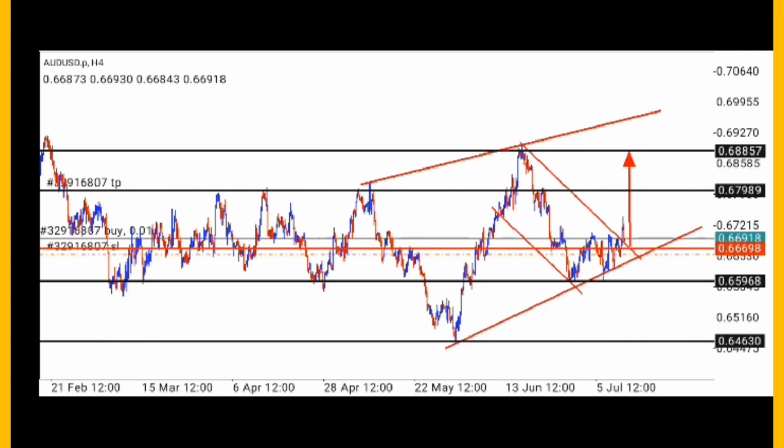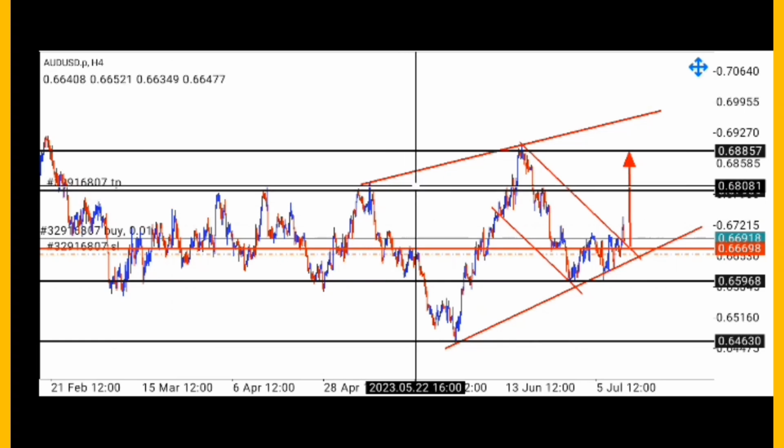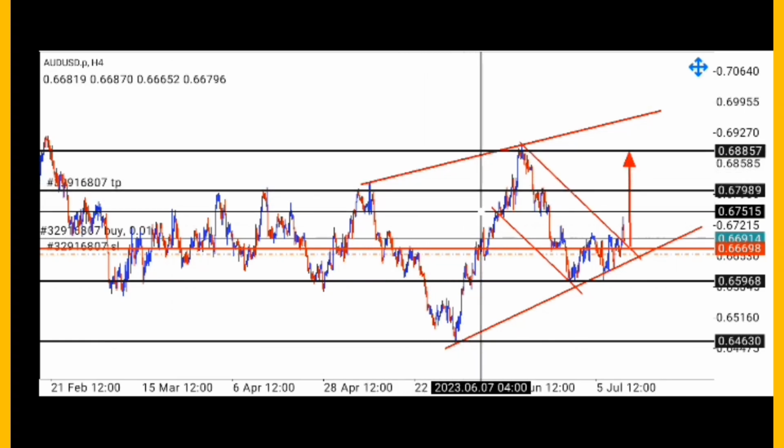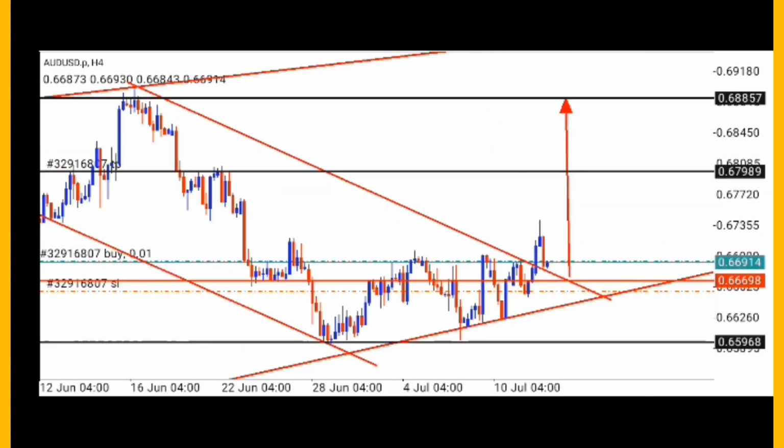So overall, I'm expecting price to get to 0.885 level, but my take profit is here at 0.67989. So let's wait and see how the market plays out.